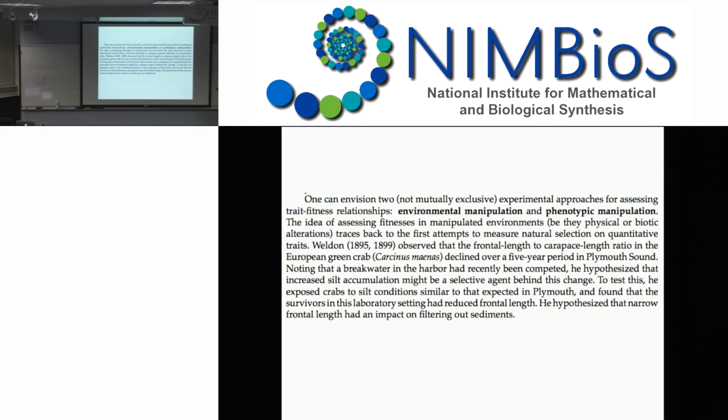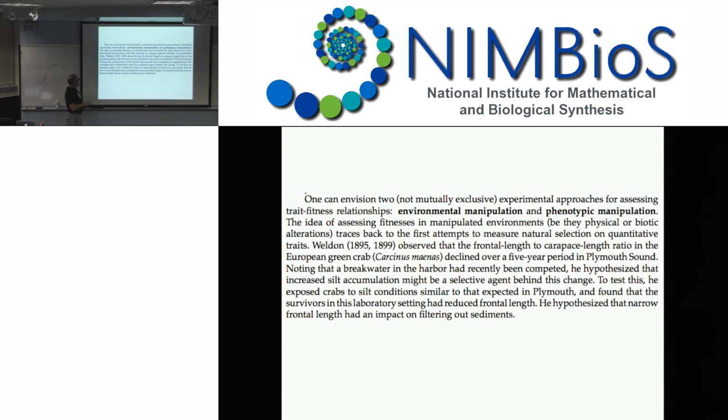You can do two types of manipulative experiments. You can change the environment and ask what happens to fitness. You can change the phenotype and ask what happens to fitness. And these are complementary. So for example, Weldon, in his crab experiments, thought that the carapace shape, that is the shape of the shell, might have changed because the breakwater had been completed, resulting in increased silting.